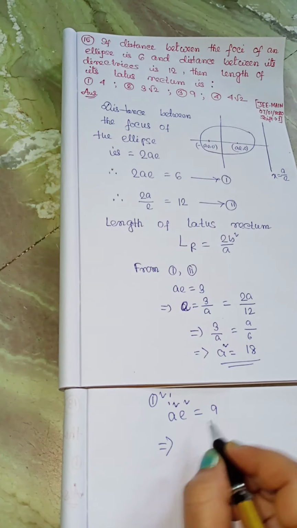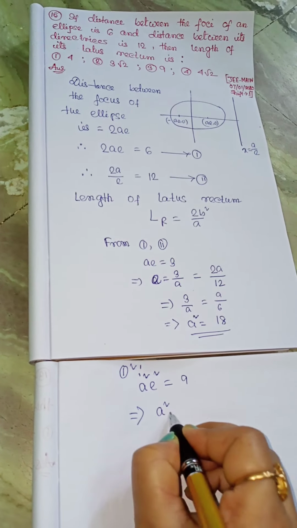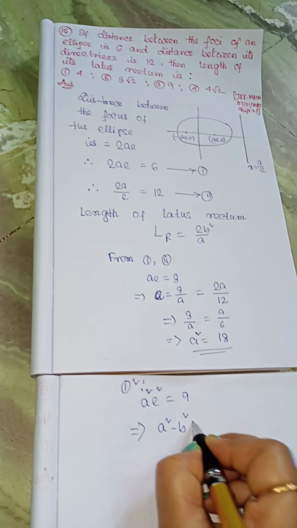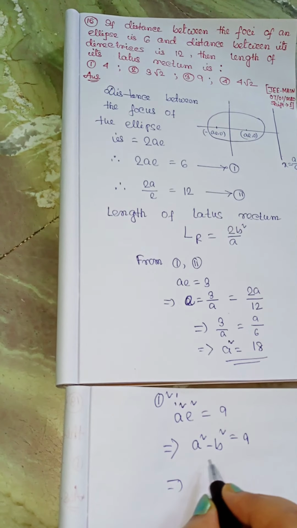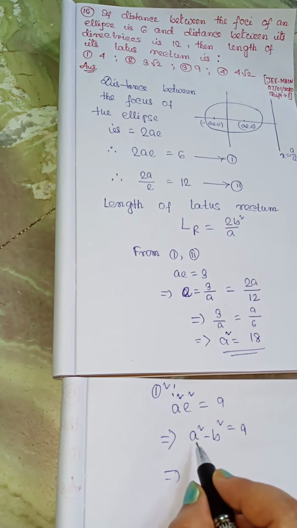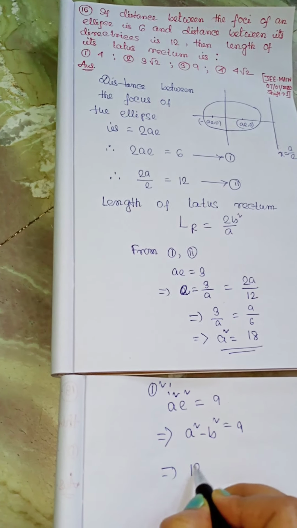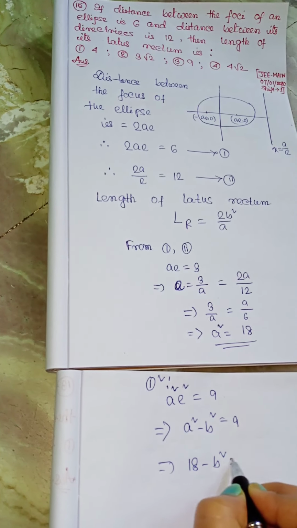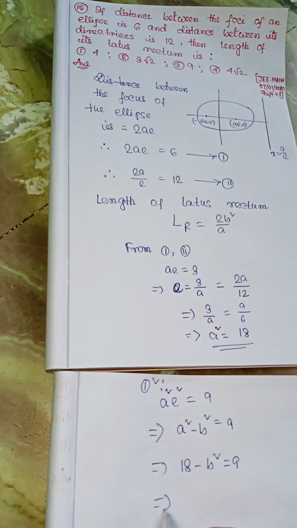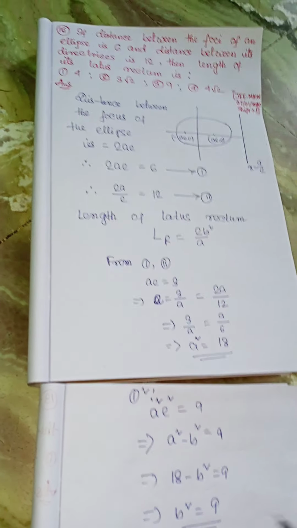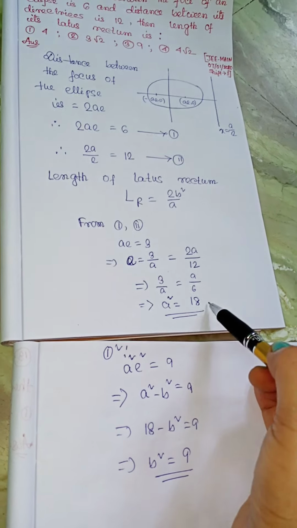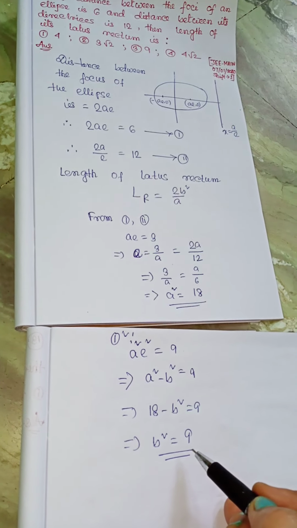We know B square is equal to A square minus A square E square, so that is equal to 9. We know the value of A square is equal to 18. So 18 minus B square is equal to 9 also. Therefore B square is equal to 9. So A square is equal to 18 and B square is equal to 9.